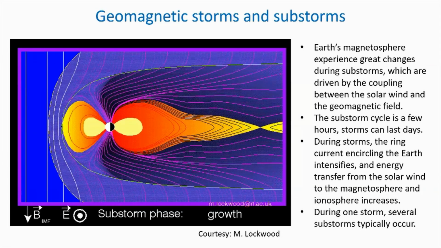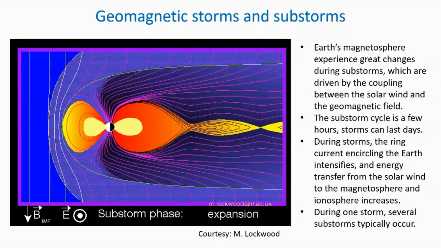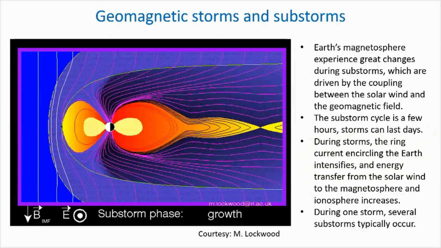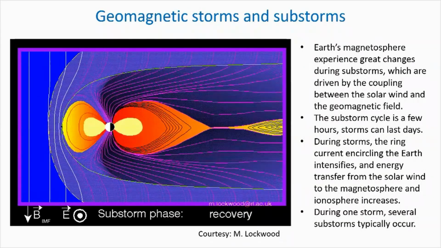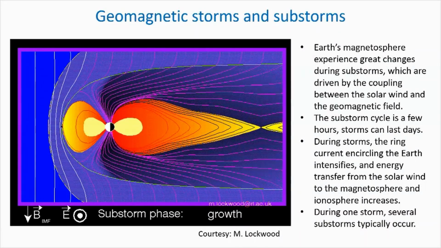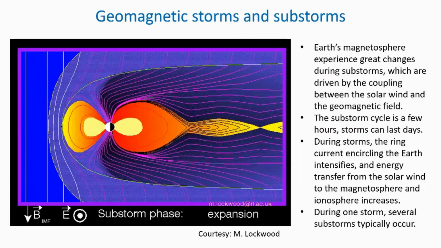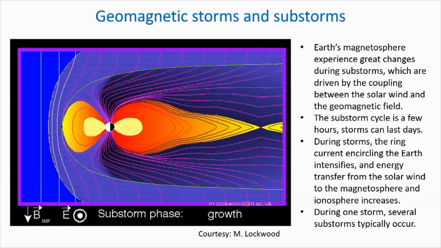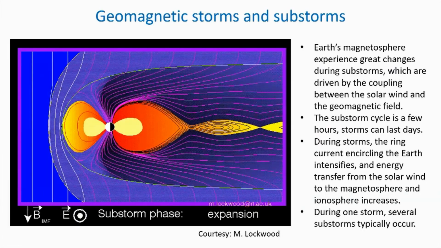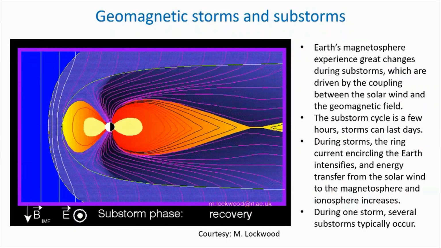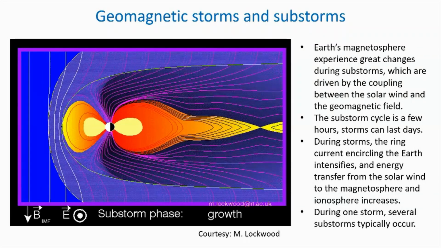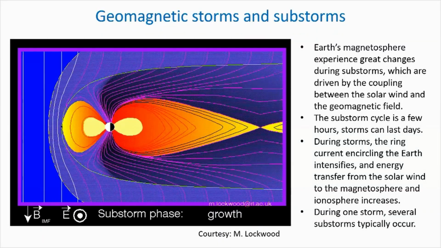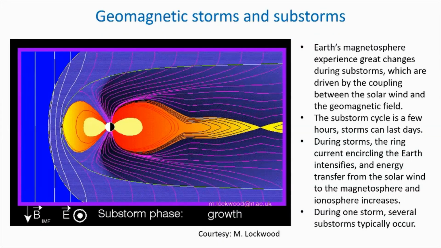A few words about geomagnetic storms and substorms. And this animation is actually describing what is happening to Earth's magnetic field and magnetosphere during a substorm. And the solar wind is coming in this animation from the left-hand side, and then it interacts with the Earth's geomagnetic field. And I will not go into the details, but you can see that many things are happening there. And the typical timescale for one substorm is about 3 hours.